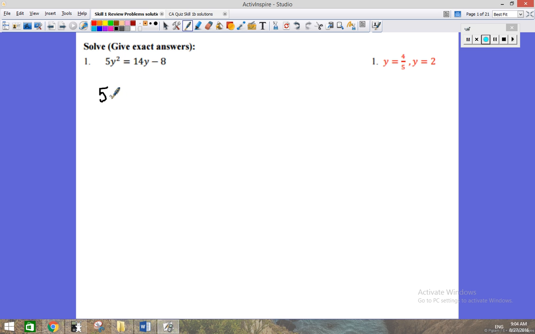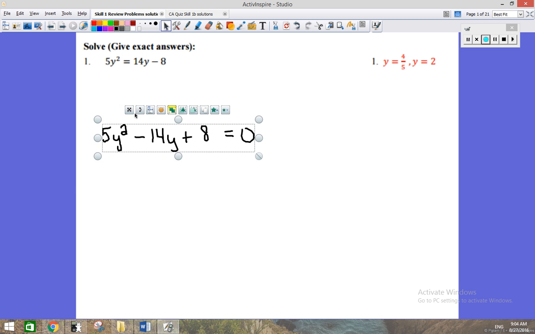Let's get it in standard form. 5y squared minus 14y plus 8. I don't see any greatest common factor through here. The Algebra 1 team here at Northview teaches this method that's referred to as the X method. It's just a way to illustrate the distributive property.